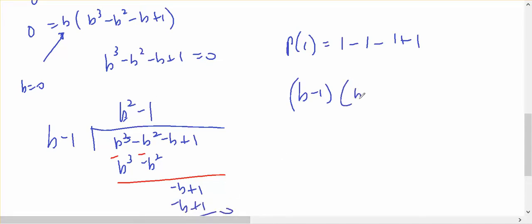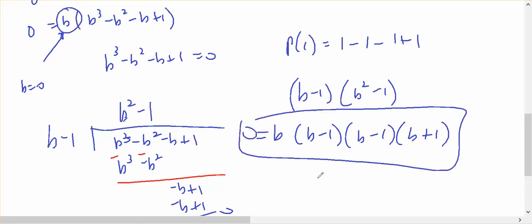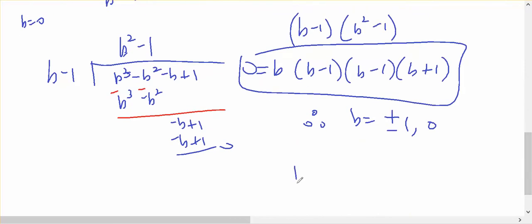Beautiful. So I've got b squared minus 1, which is b minus 1 times b plus 1, and also my b. So that's what I got. Therefore, b equals plus or minus 1 or 0. And since b is going to be bigger than 0, there's only one answer, b equals 1.